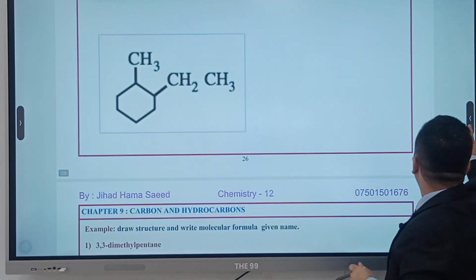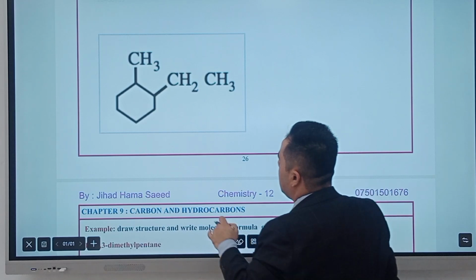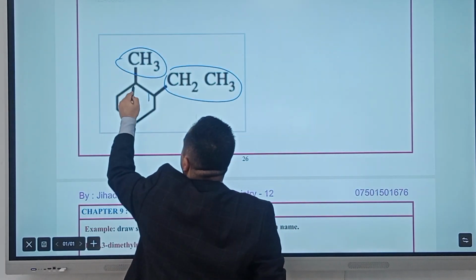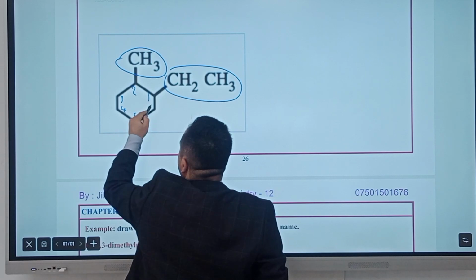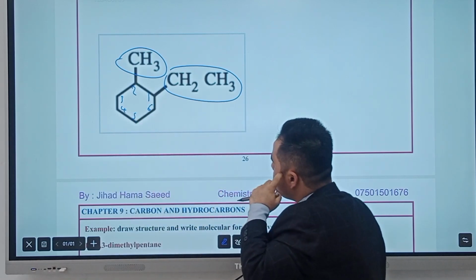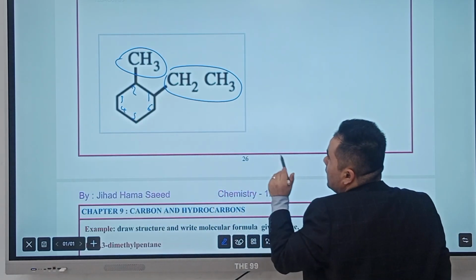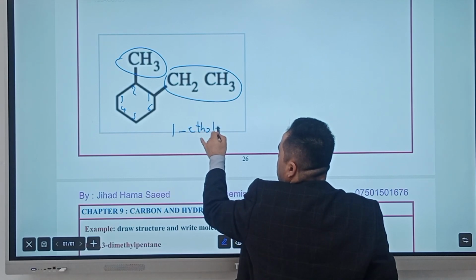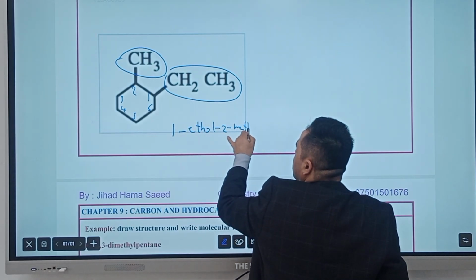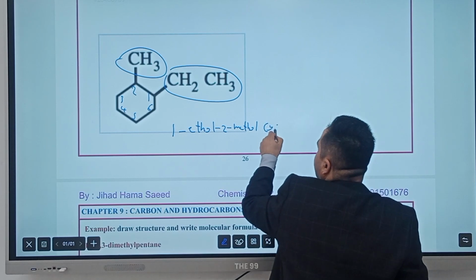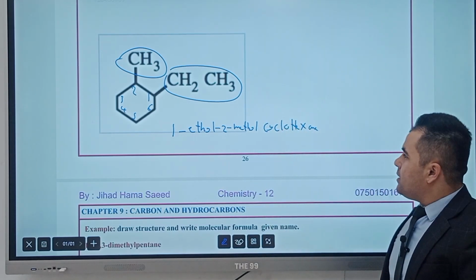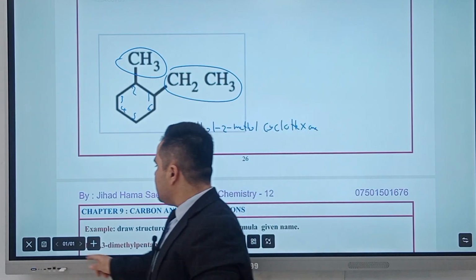This is cyclo, guys, cyclo. We have to start from the ethyl and then methyl. 1, 2, 3, 4, 5, 6. The name is 1 ethyl, 2 methyl cyclohexane. Cyclohexane because it is cyclic.